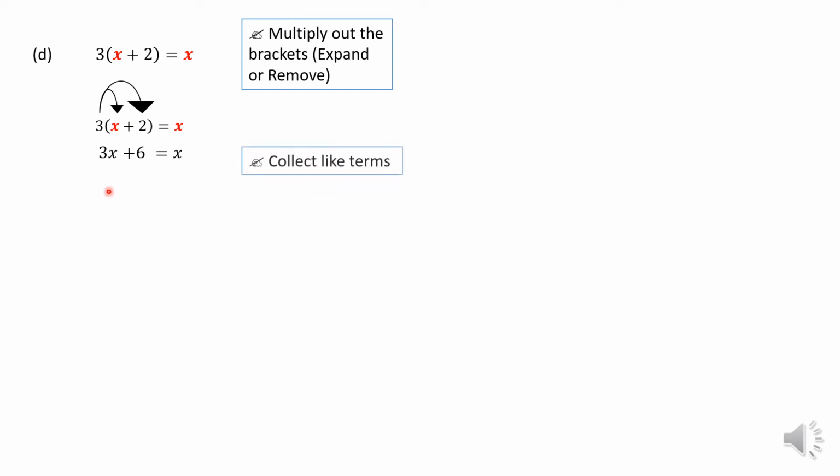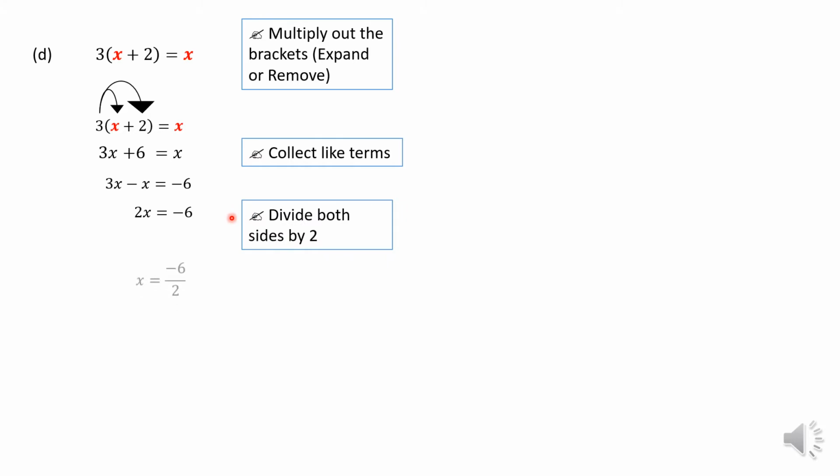So now we collect the like terms, all the x's on one side, and you can take the number to the right. Okay, and now if you have 2x is equal to negative 6, you divide both sides by 2 in order for you to get x equals negative 3.